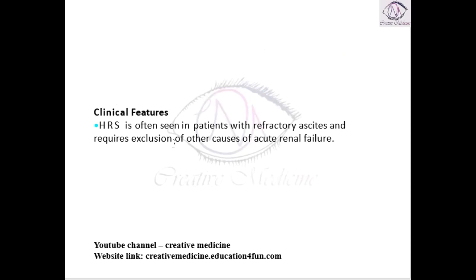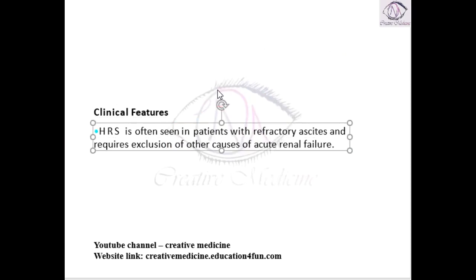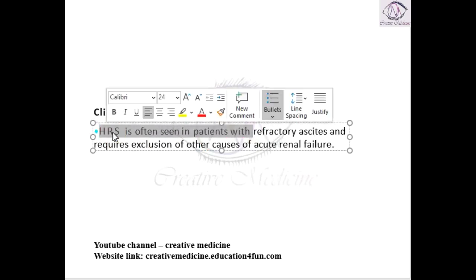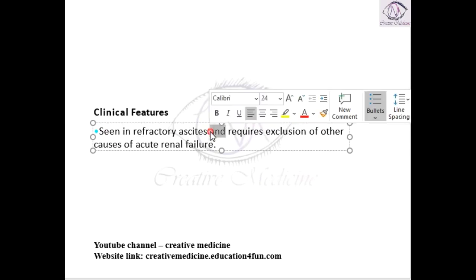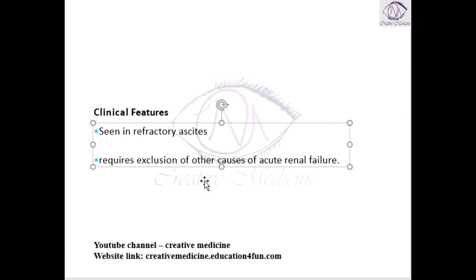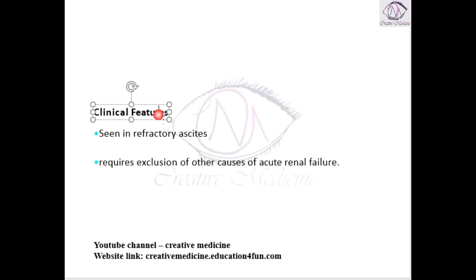A patient with hepatorenal syndrome. Hepatorenal syndrome is seen in patients with refractory ascites. Before we diagnose that a patient has hepatorenal syndrome, we should definitely exclude other causes of acute renal failure. So hepatorenal syndrome is a diagnosis of exclusion.